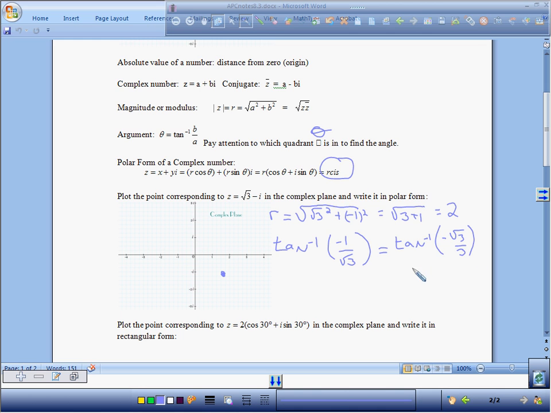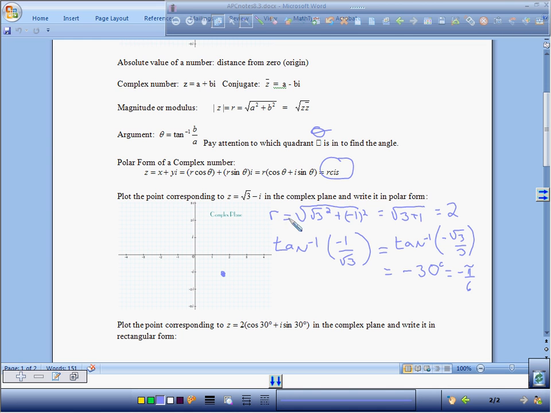Does anyone remember what the inverse tangent of negative root of 3 over 3 is? It's either 30 or 60. Yes, it's 30. Okay. So this is negative 30 degrees, or negative pi over 6 radians. And sometimes they'll say express it in radians. This doesn't specify, so we're just going to put it in degrees.